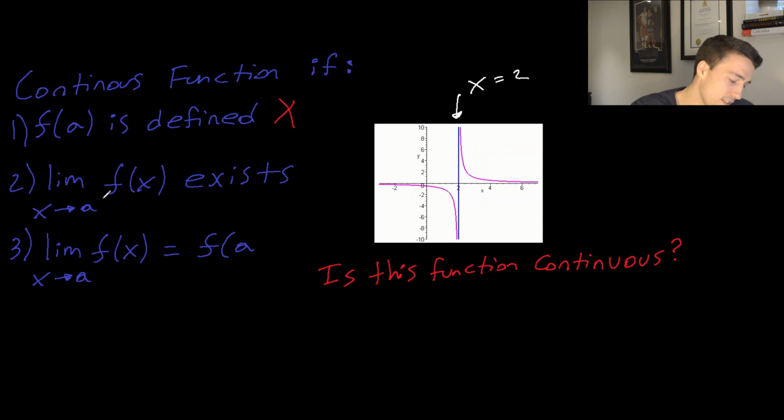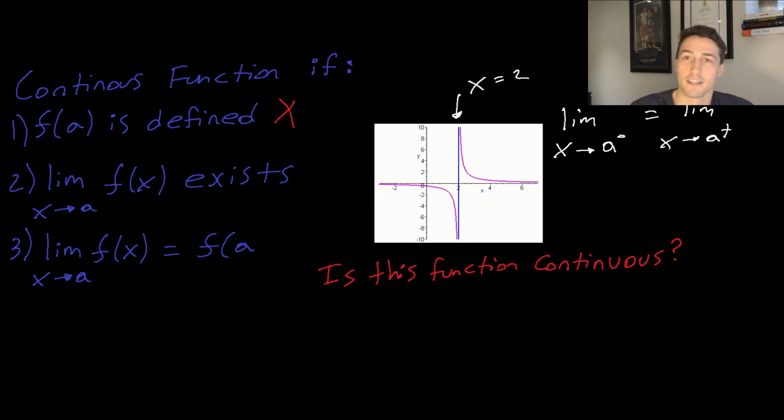The limit of f of x as x approaches a exists. So that means that we need to check the limit of x going to a from the left, so this negative value, equals the limit as x approaches a from the right. So if that's the case, then we know the limit does exist.